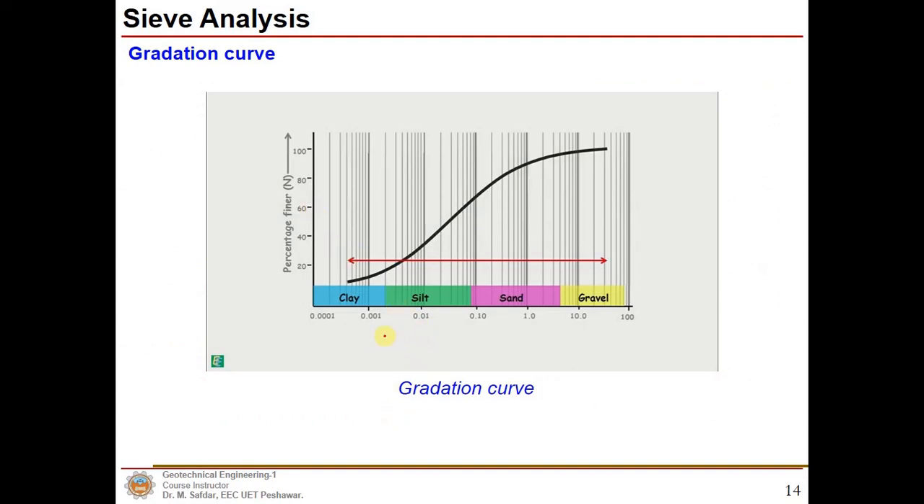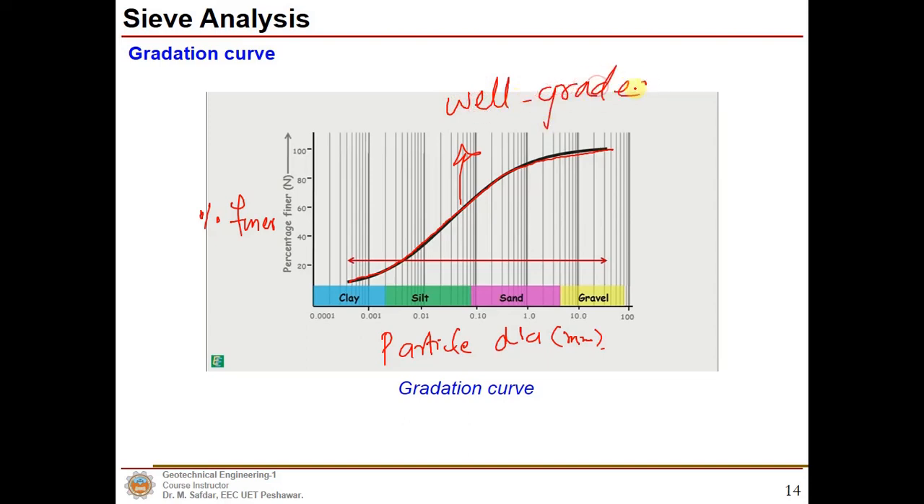Now, if we plot the particle diameter size and percent finer, and we are having a gradation curve something like this, this can be written as well graded, and you can get an idea of how much is the percentage of clay, how much is the percentage of silt, okay, and how much is the percentage of sand, how much is the percentage of gravel.